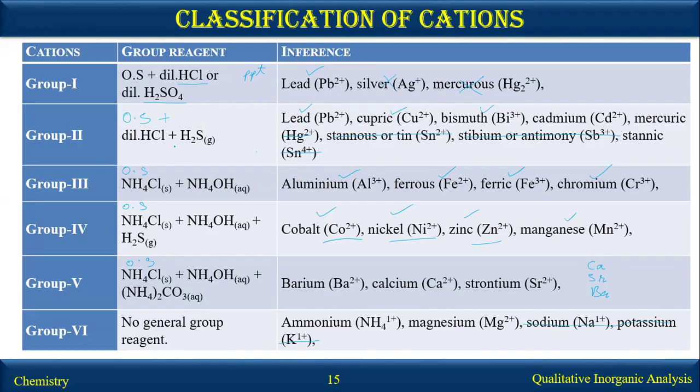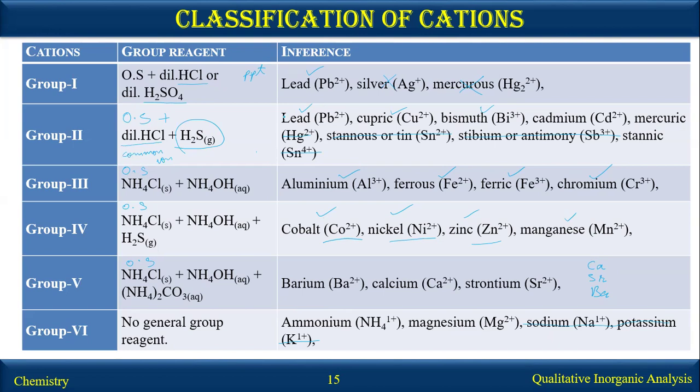The group reagent of group 2 is hydrogen sulfide, but HCl is used as a common ion. We will discuss the common ion effect in a separate video, but remember that the main group reagent is H2S. Sometimes your instructor says that HCl and H2S is the group reagent, but actually the group reagent is that which gives the negative ion to form their respective sulfide.